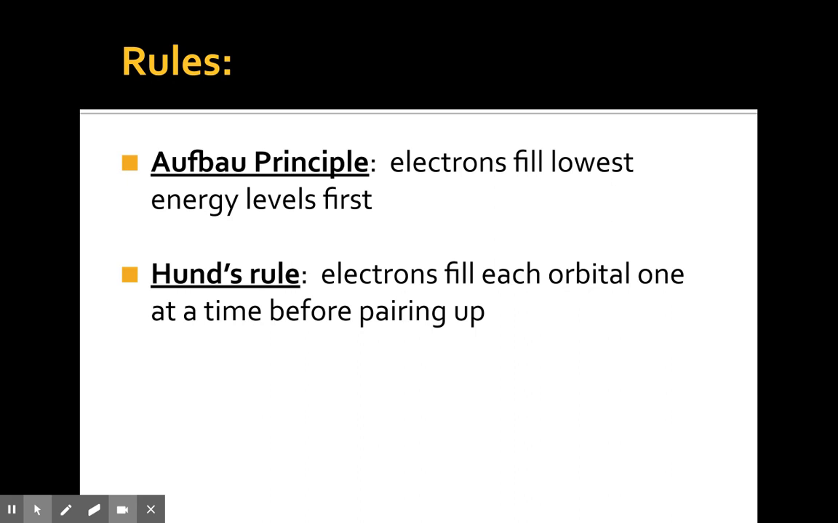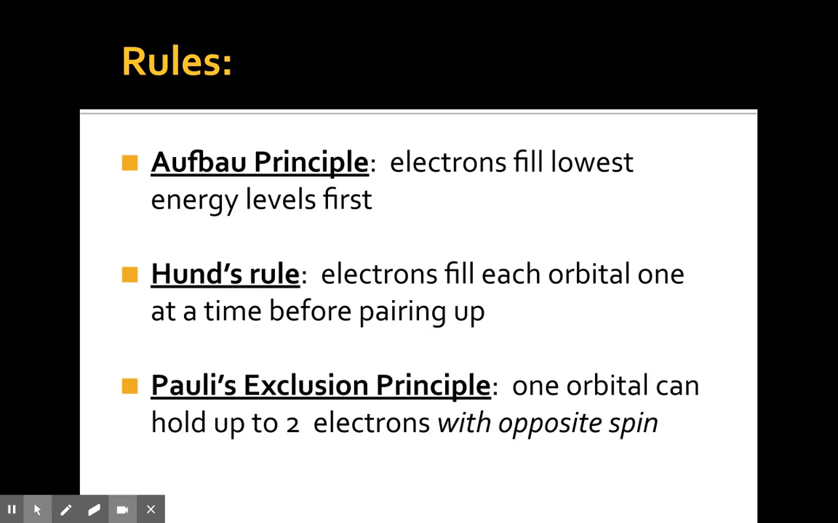Hund's rule states that electrons fill each orbital one at a time before pairing up. And Pauli's exclusion principle states that one orbital can hold up to 2 electrons with opposite spin. Go ahead and pause if you need to, so you get these definitions down. Really, the only one that's going to apply to us in our electron configurations is that very first one, the Aufbau principle.